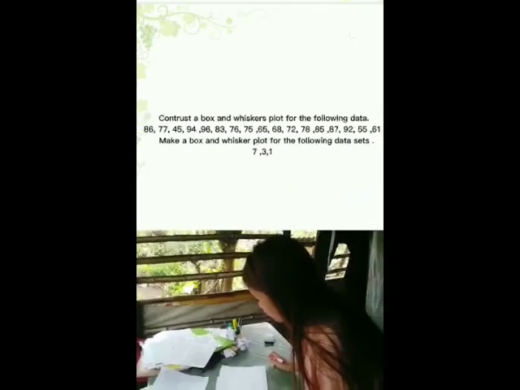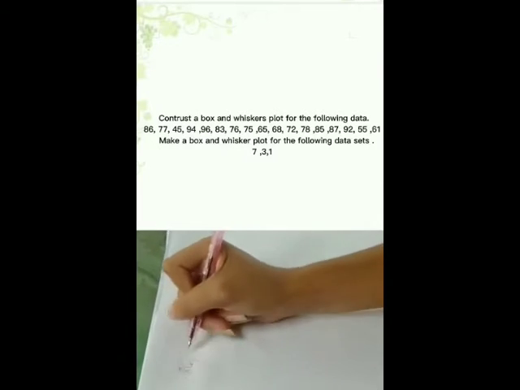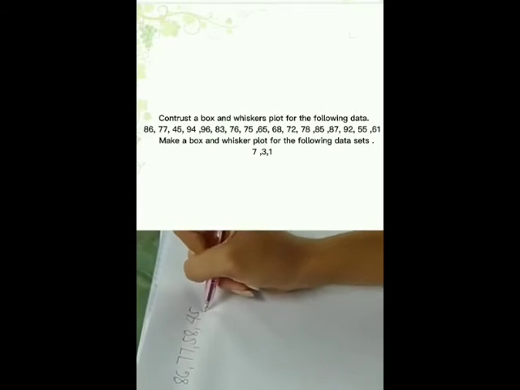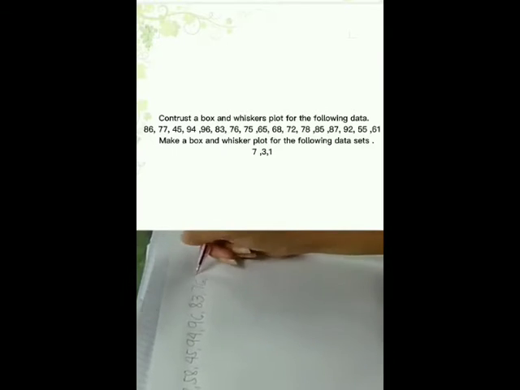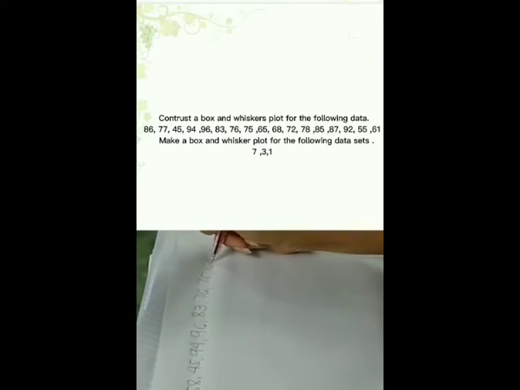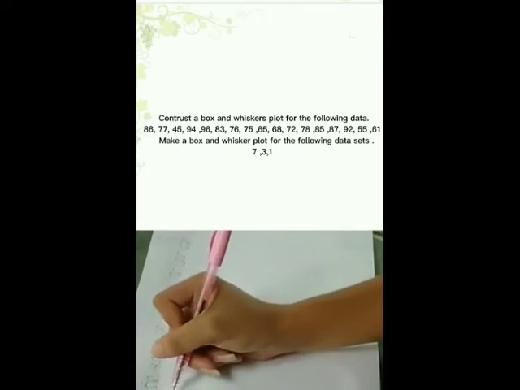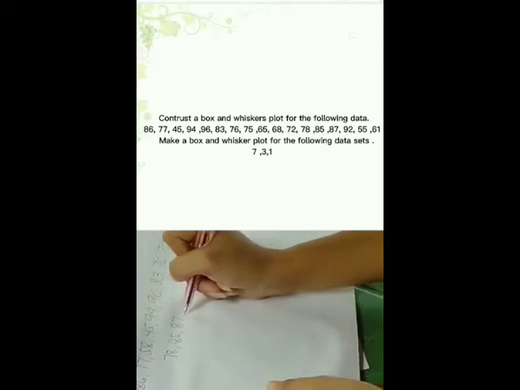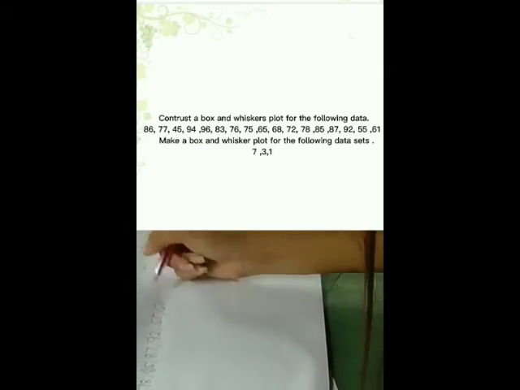Draw a box and whisker plot for the following data: 86, 77, 58, 45, 94, 96, 83, 76, 75, 65, 68, 72, 78, 85, 87, 92, 55, and 61.